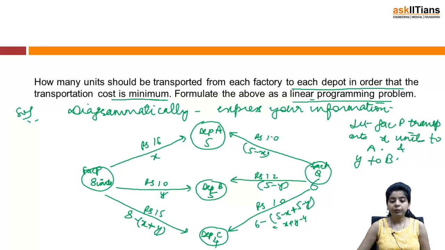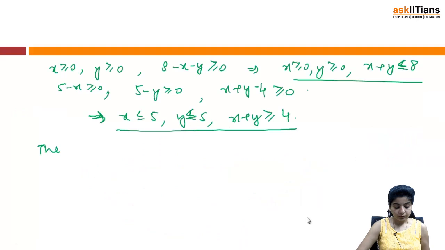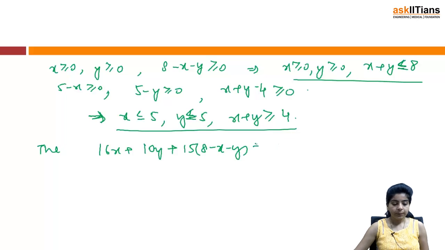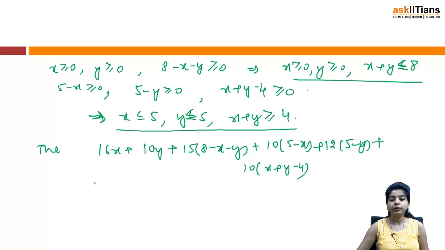Similarly, from Q, it would be 10 into 5 minus x plus 12 into 5 minus y plus 10 into this quantity. So this gives me my z would be 16x plus 10y plus 15 into 8 minus x minus y plus 10 into 5 minus x plus 12 into 5 minus y plus 10 into x plus y minus 4. So this finally becomes x minus 7y plus 190.